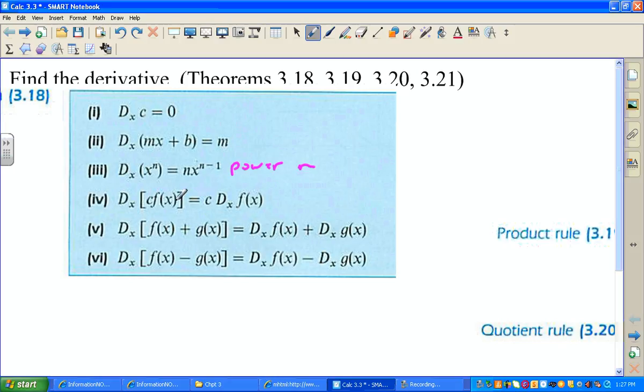Okay. This one is you can multiply the coefficient of a derivative by the function, and you'll get the same answer. That's what we're going to do on the first problem. Not a big deal. The derivative of a sum is the same as the sum of the derivatives.